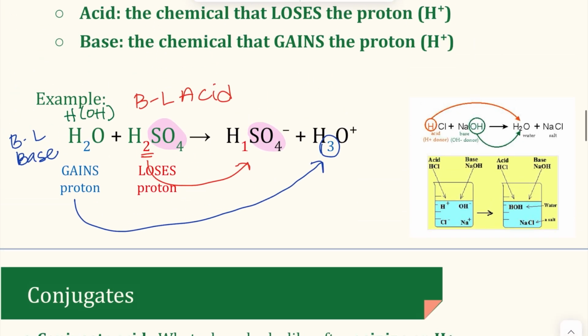If we look back at this example here, here's our Bronsted-Lowry base. By gaining a hydrogen, that H3O in this case is the conjugate acid. And then our conjugate base would be what our acid becomes after it has lost that hydrogen. And so this would be the conjugate base to that H2SO4.